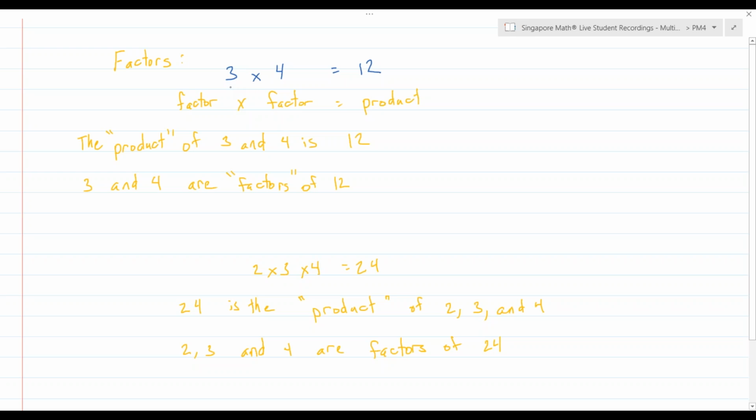So when you find the numbers that multiply together to give you 12, those numbers are called factors. If you have 2 times 3 times 4 is equal to 24, you say that 24 is the product of 2, 3, and 4. And you could say that 2, 3, and 4 are factors of 24. So the factors multiply together to give the product.